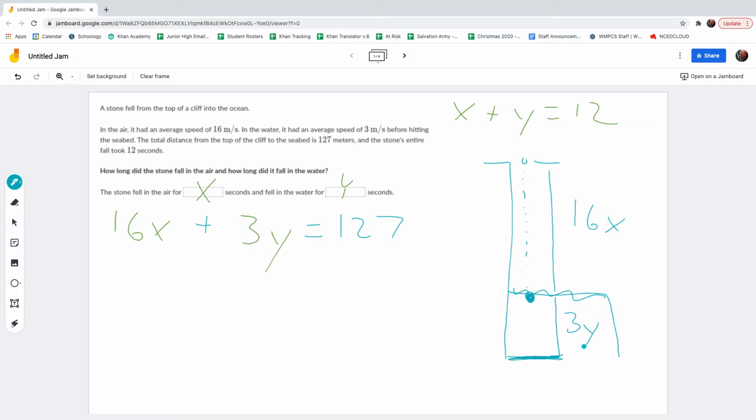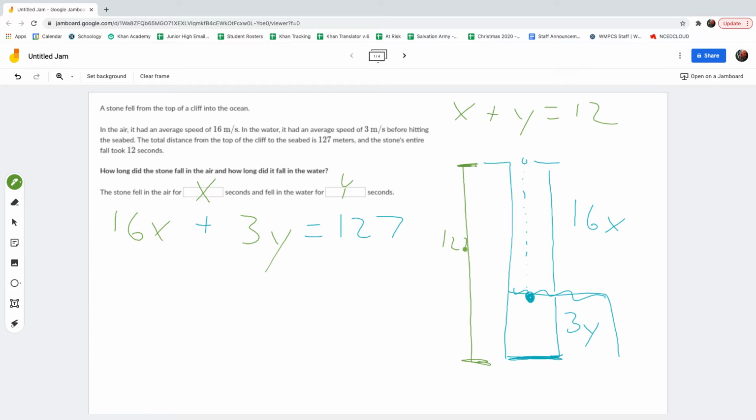But we also know this, that the entire length from the cliff all the way down to the seabed happens to be 127. So knowing those things, we made that equation, 16x plus 3y equals 127.